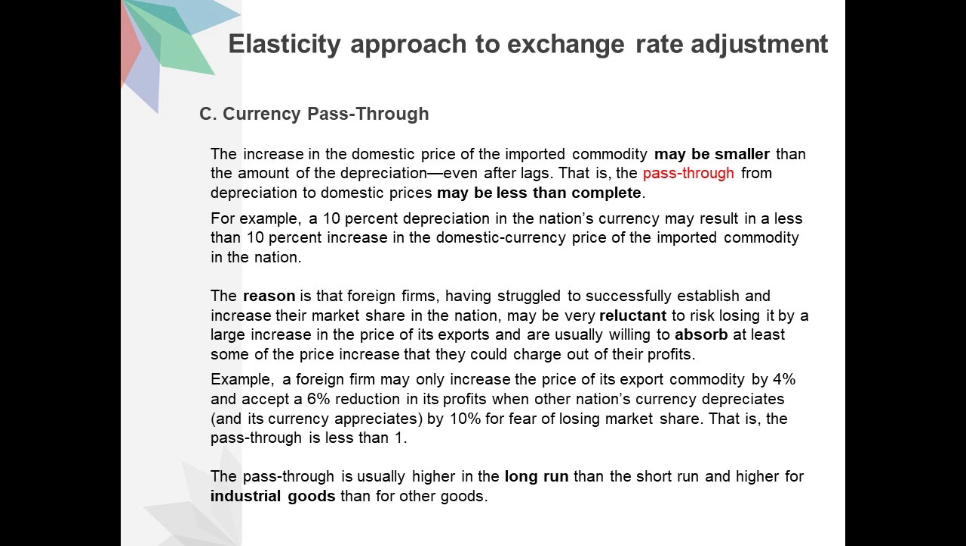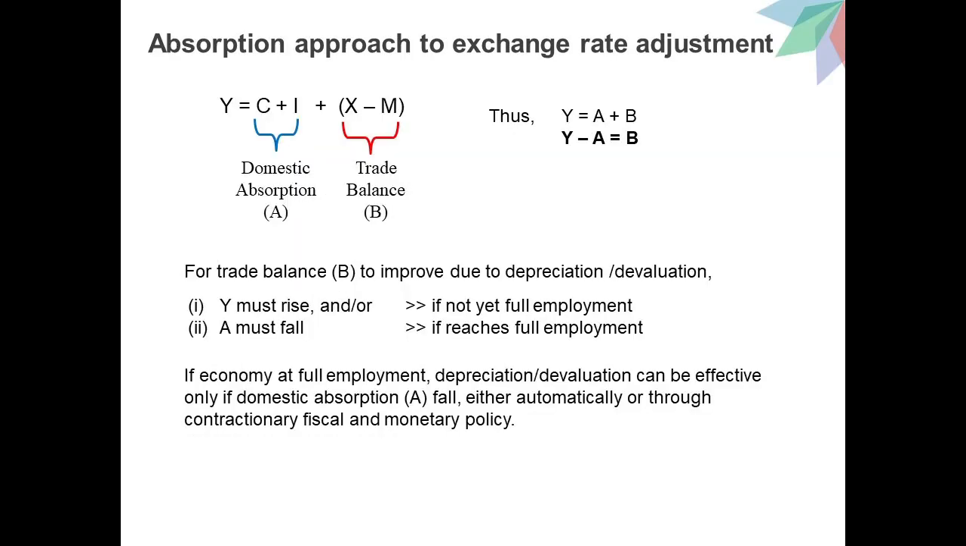The pass-through is usually higher in the long run than the short run, and higher for industrial goods than for other goods. Absorption approach to exchange rate adjustment. It can be represented in the following equation. Output Y equals C plus I plus export minus import.